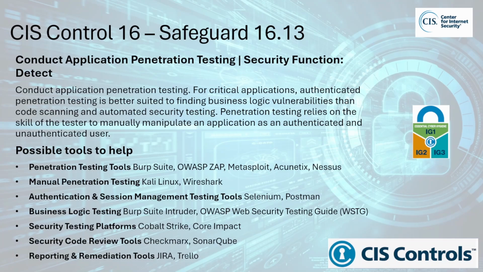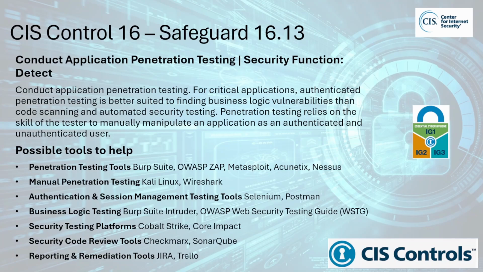Safeguard 16.13, Conduct Application Penetration Testing, comes under the Detect security function and is within Implementation Group 3. The safeguard emphasizes the importance of conducting application penetration testing to identify vulnerabilities in critical applications. Unlike automated security testing, which can miss business logic flaws, penetration testing focuses on manually assessing the application security from both an authenticated and unauthenticated perspective. This process helps detect vulnerabilities that might be exploited by attackers, such as issues in how an application processes input, manages sessions, or enforces access controls.